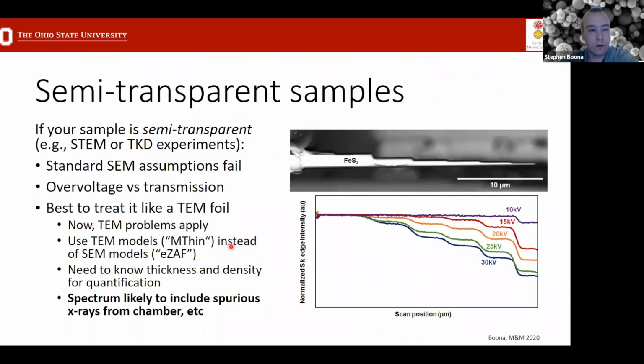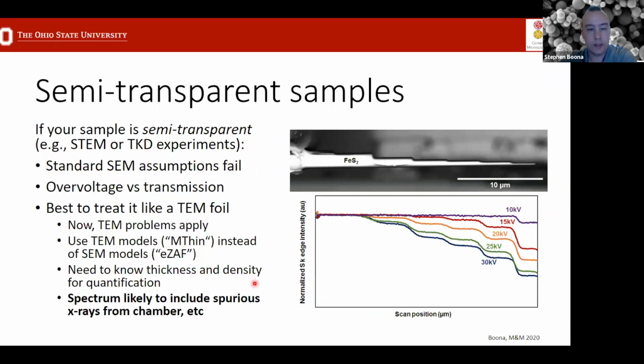Okay, so one thing I wanted to talk about that is starting to come up more often is that people are coming in to use the SEMs and looking at semi-transparent samples. And so if you're doing STEM imaging or TKD experiments, you may also want to then go and collect composition information about your sample. You can do this, it'll work.